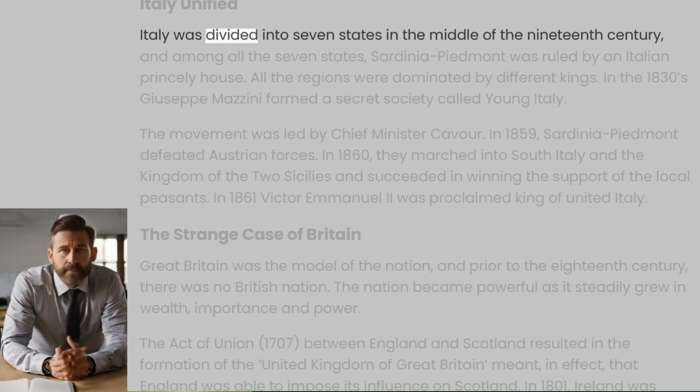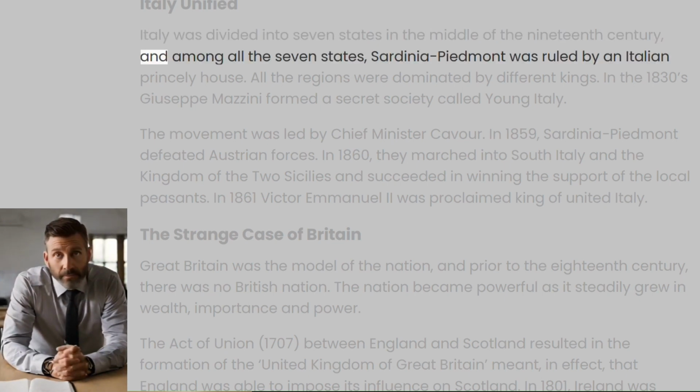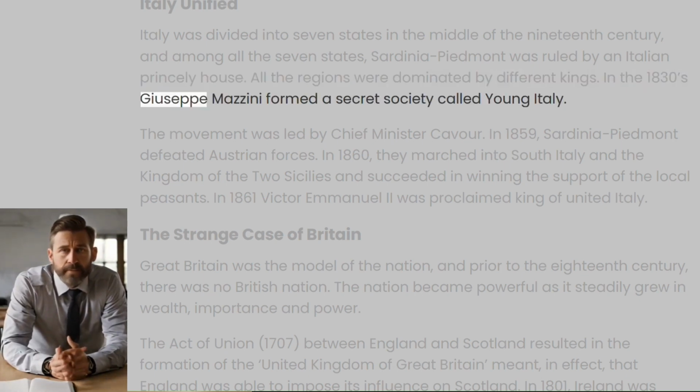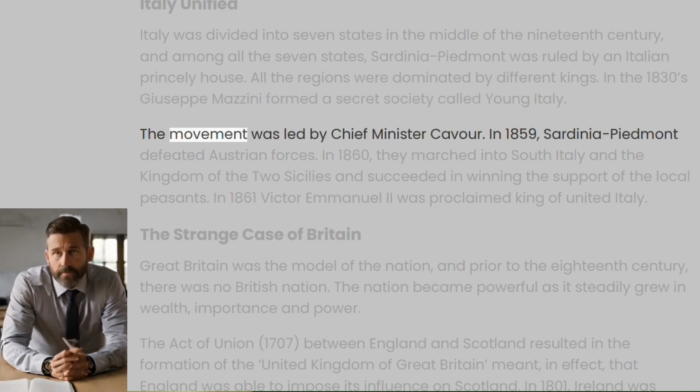Italy was divided into 7 states in the middle of the 19th century, and among all the 7 states, Sardinia-Piedmont was ruled by an Italian princely house. All the regions were dominated by different kings. In the 1830s, Giuseppe Mazzini formed a secret society called Young Italy. The movement was led by Chief Minister Cavour.